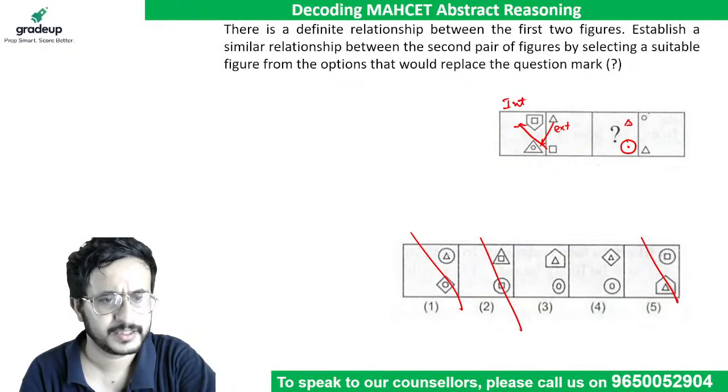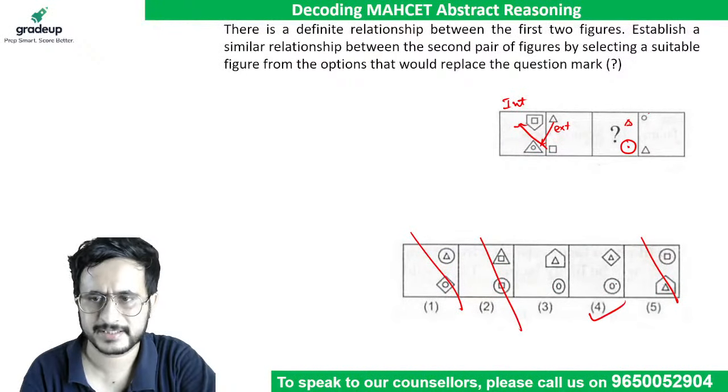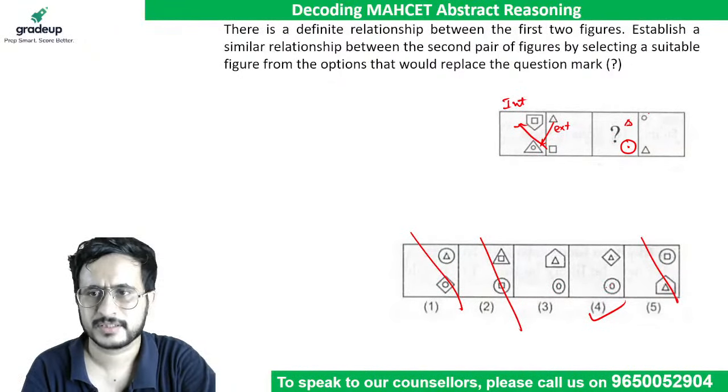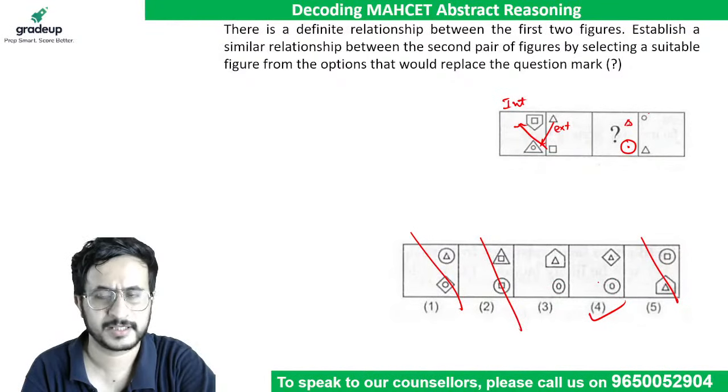Now if you see this, this looks like a better circle, right? This looks like an oval shape. This is a perfect circle, so it looks like a circle. So you will choose this as your answer. So this is a better option as an answer.